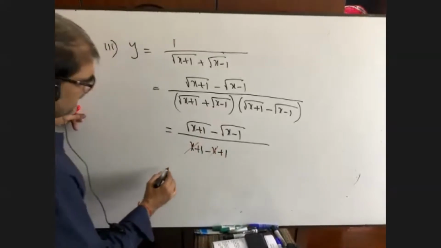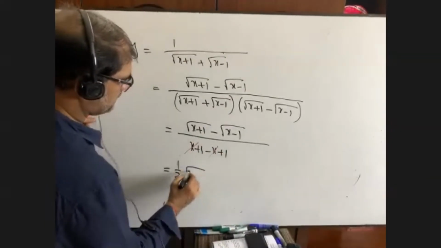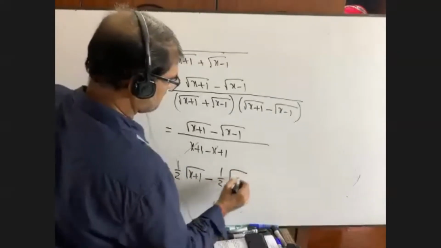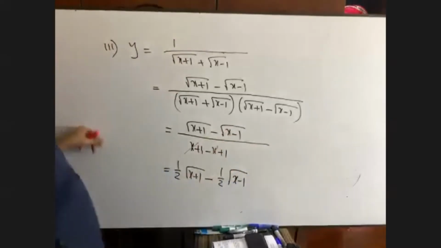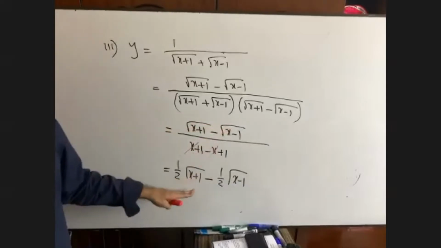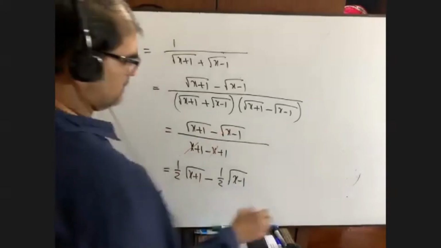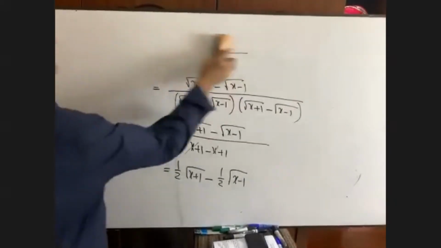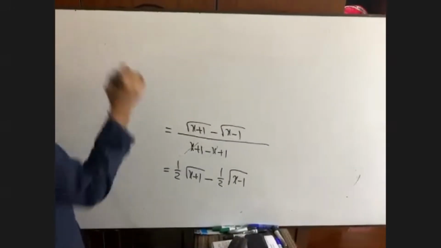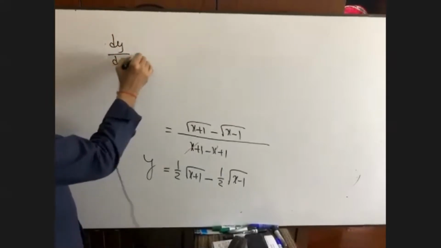It is what? Half root over x plus 1 minus half root over x minus 1. Right? We'll be left with half here. So half into this, that means it is. Now you just differentiate it. No need to take ln. Our math is done. Therefore, dy by dx, it was y. So dy by dx is equal to what?